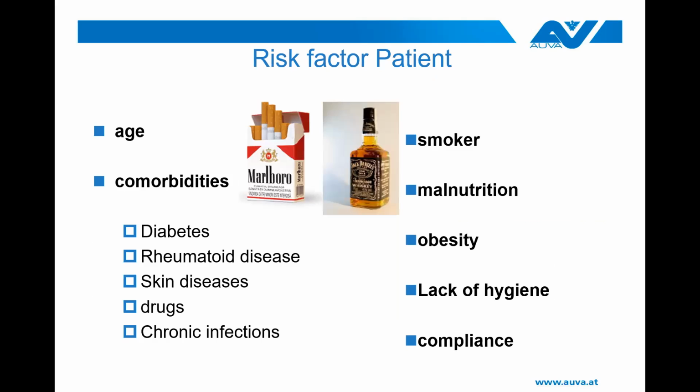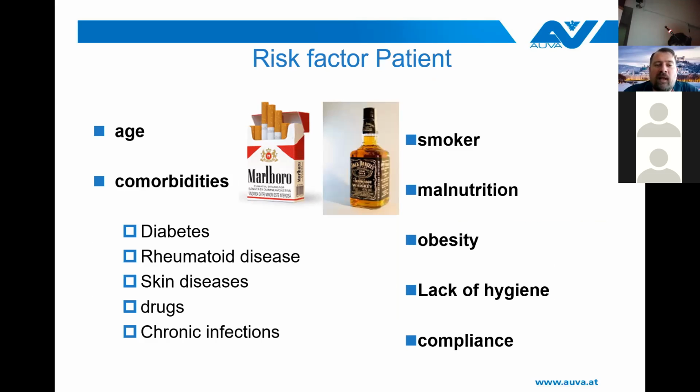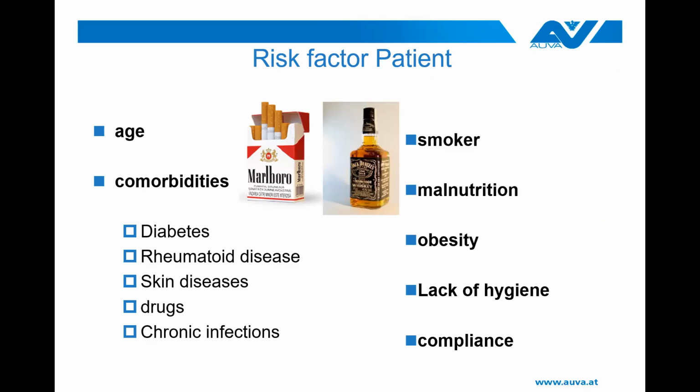Maybe the Jack Daniels is in Jordan not number one, but smoking, of course, is harming the bone union. Next, diabetes and rheumatoid arthritis and chronic infectious diseases. Malnutrition and even obesity are very important risk factors as well.